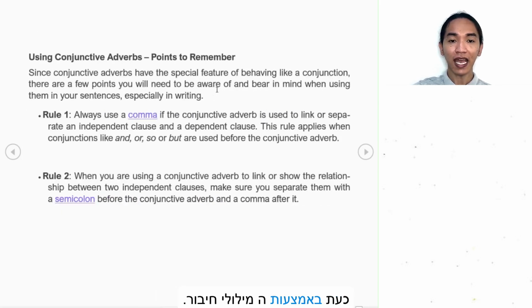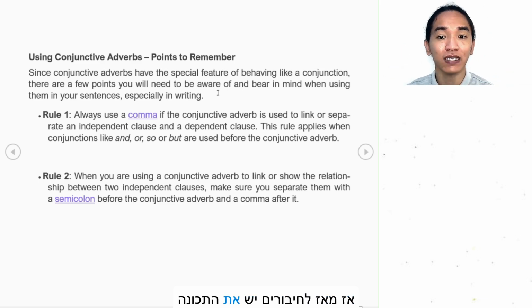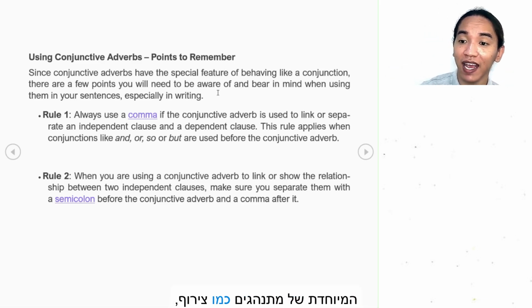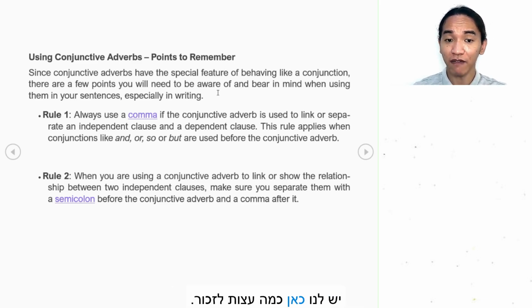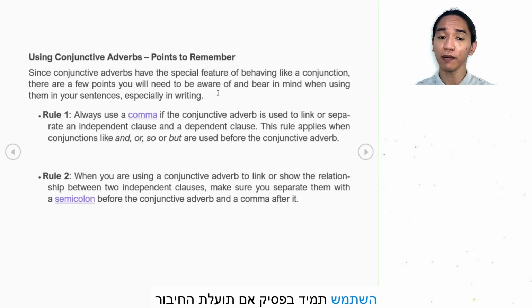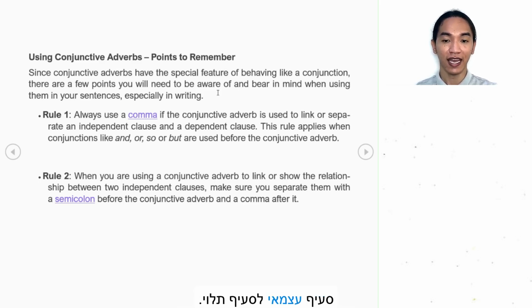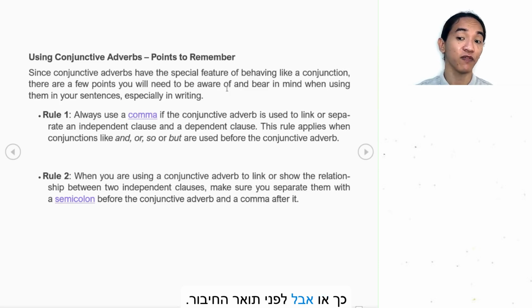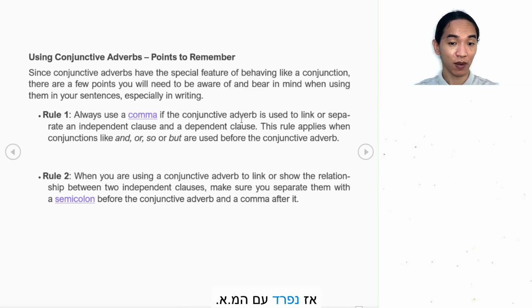Now, using the conjunctive adverbs, there are some things that we have to remember. Okay? So since conjunctive adverbs have the special feature of behaving like a conjunction, we have here some pointers to remember. Now, rule number one, always use a comma if the conjunctive adverb is used to link or separate an independent clause and a dependent clause. The rule applies when conjunctions like and, or, so, or but are used before the conjunctive adverb. So separate with a comma.